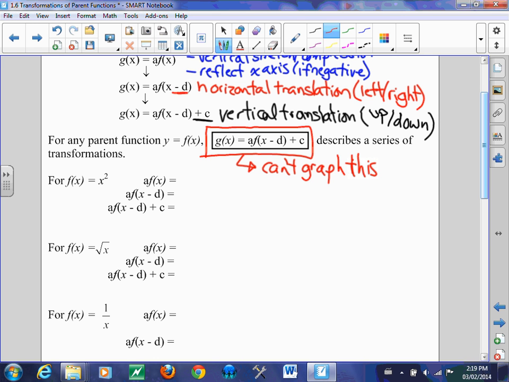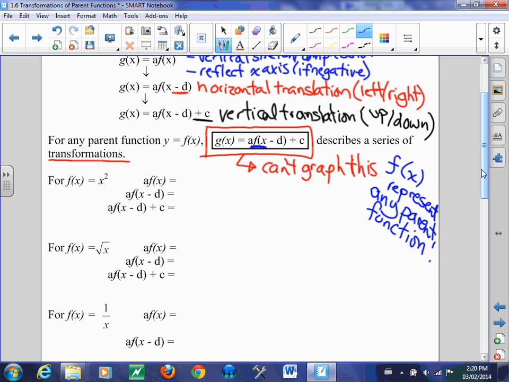So basically we can talk about the A, which is your vertical stretch or compression or reflection, your horizontal or vertical translation. We can do that to any parent function. So that's what that does. It describes a series of transformations. We just have to tell you, hey, what do we apply it to? How can you tell you can't graph this? Look, there's f at x in the middle. So f at x, that represents any parent function. It'll be easier once I show you how we apply this to different parent functions, okay? So let's take a look.